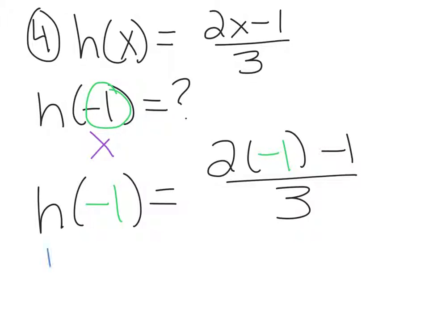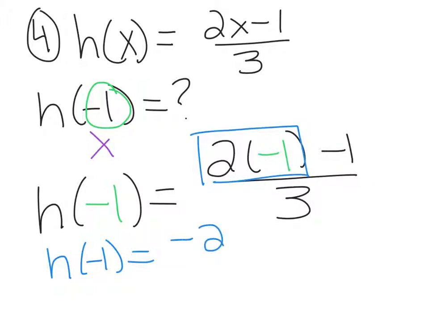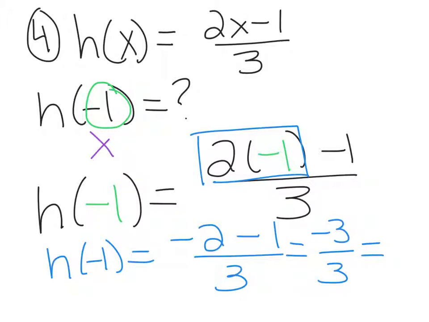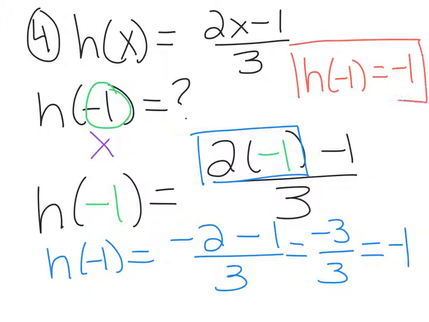We're going to have h of negative 1 equals, this piece right here is going to be a negative 2 minus the 1 over 3. Negative 2 minus 1 more is going to get me negative 3 over 3, which is really just negative 1. So if we were to write our final answer, h of negative 1 equals negative 1 in this case.